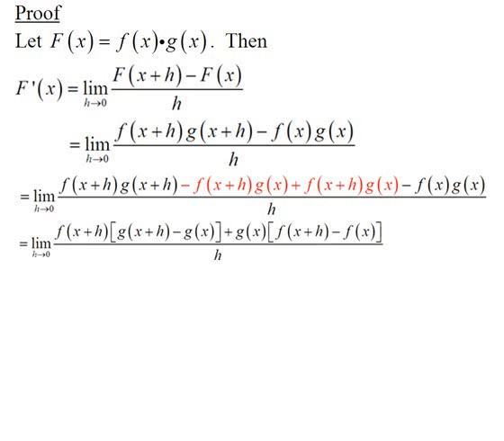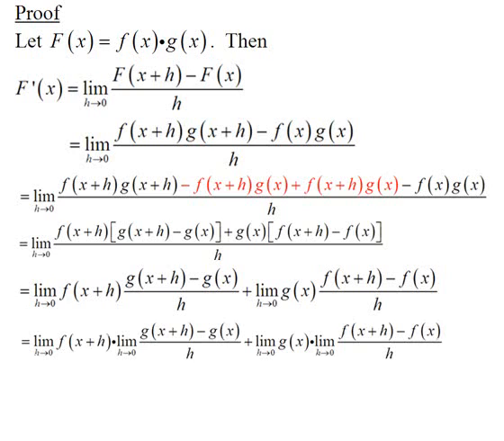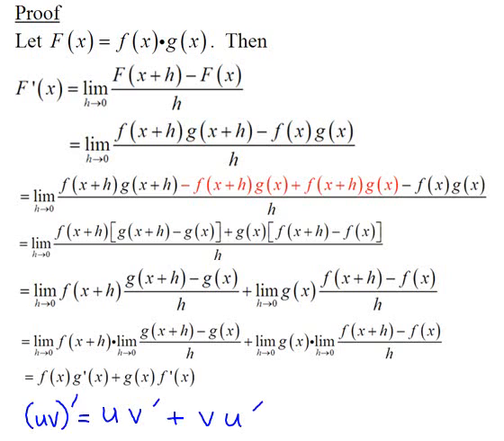Then we can factor an f of x plus h out of the first two terms, and factor a g of x from the last two terms. Break those into the sum of two limits, and then break each of those into a product of limits. If we substitute 0 for h in the first limit, we get f of x. The second limit describes the derivative of g. The third limit is g of x, and the fourth limit is the derivative of f. Translating into the notation we used on the previous page, think of u as f of x and v as g of x.